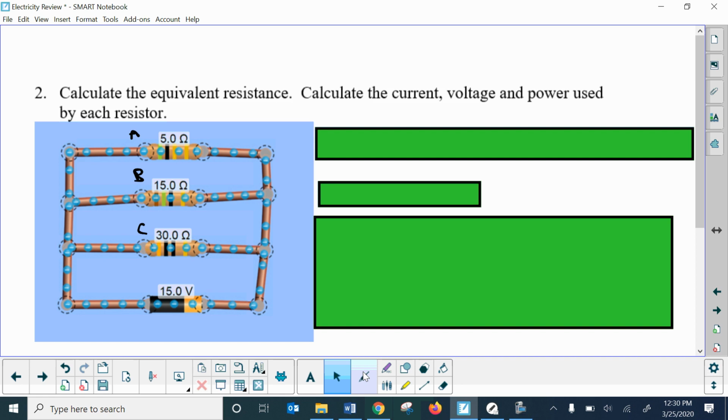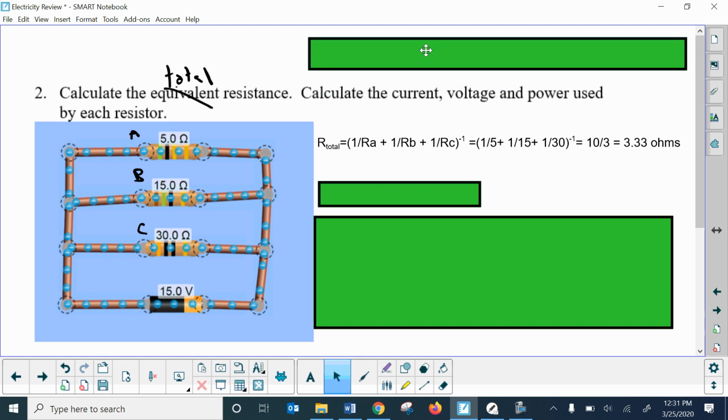Finally, the last one here with the circuits, again, equivalent isn't the best. I don't use that terminology anymore, so it's total resistance. But in this one, it's a parallel setup, so you've got to do the parallel rule. The parallel rule is the inverse, add, and then inverse again. So it'd be 1 over 5 plus 1 over 15 plus 1 over 30, and all that to the -1. I just label them A, B, and C to be able to talk about them easier and refer to them as that. So this turns out to be 10 over 3 or 3.33 ohms. This is repeating, but I don't write out all the digits, so we'll just go with that.